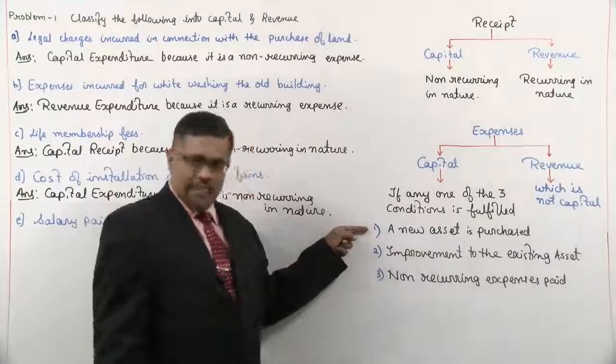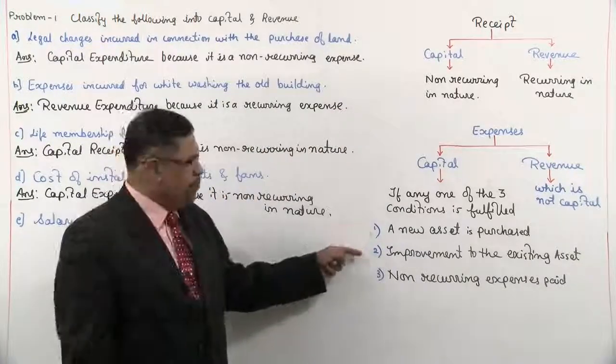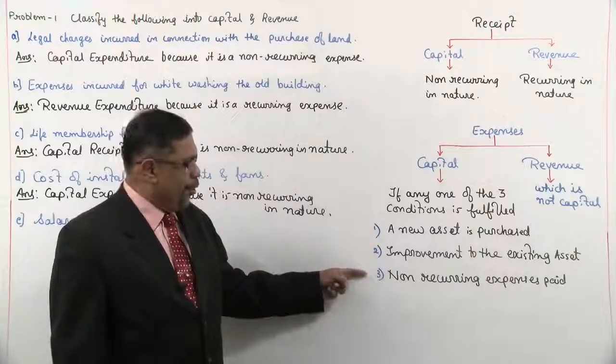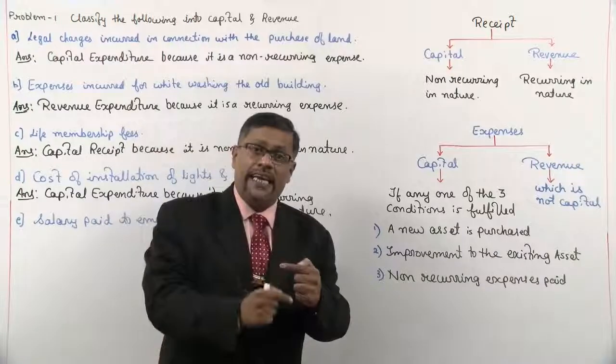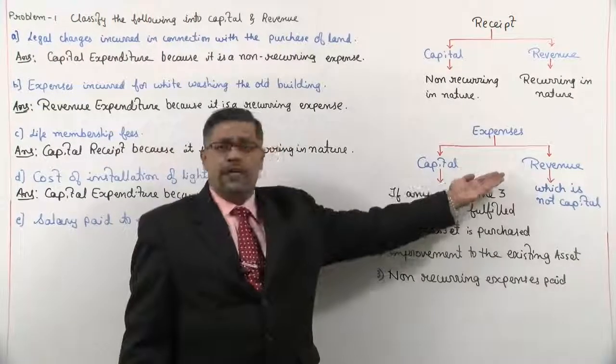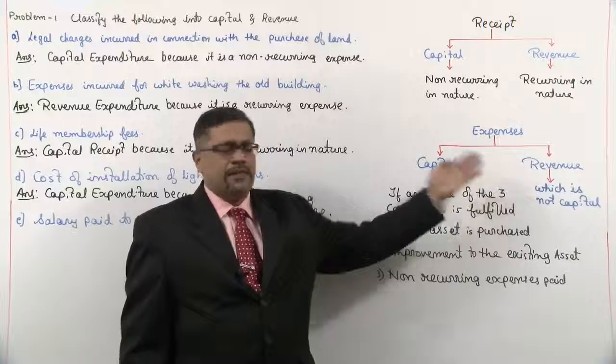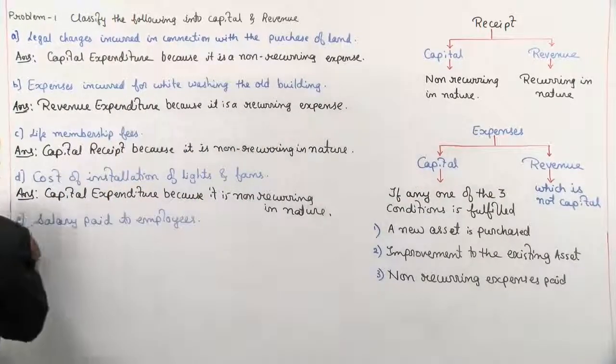Let's say, does a new asset come into existence? No. Is it an improvement, salary paid? No. Is it non-recurring, paid only once? No. It is paid again and again. That means it is going to be a revenue expense. Let us write down the answer.